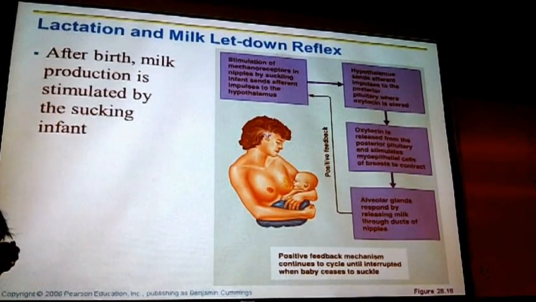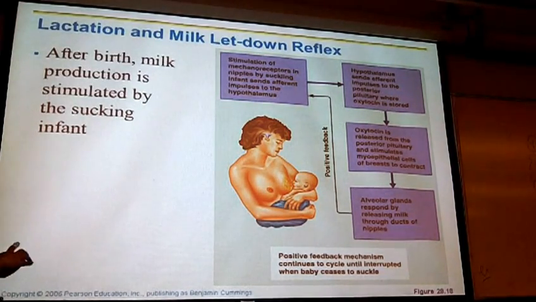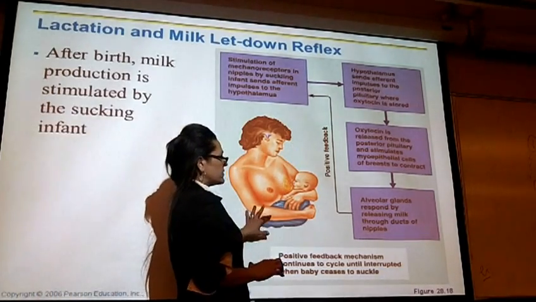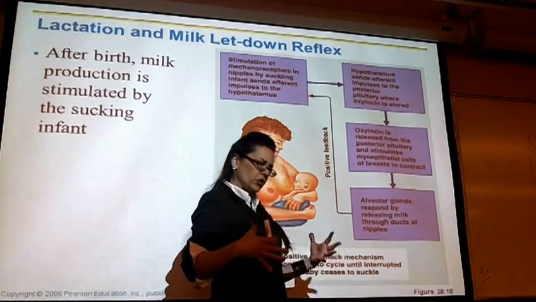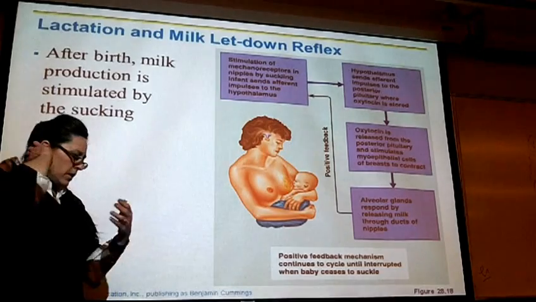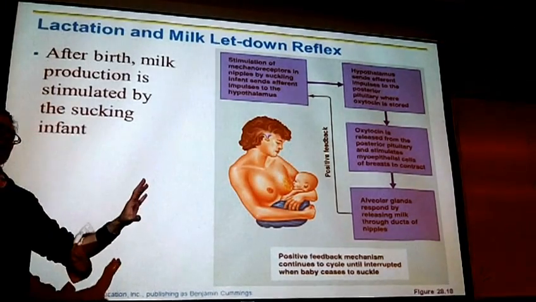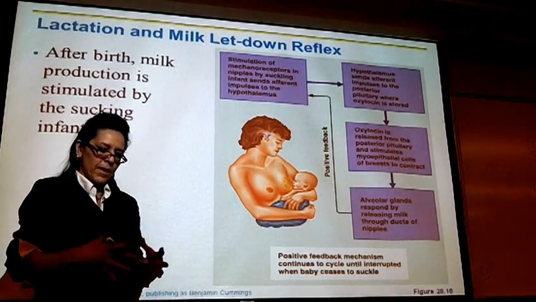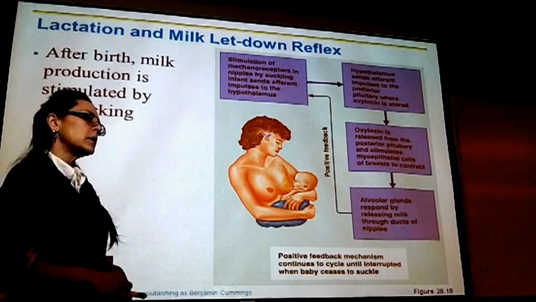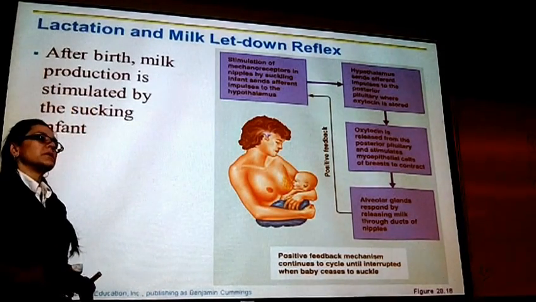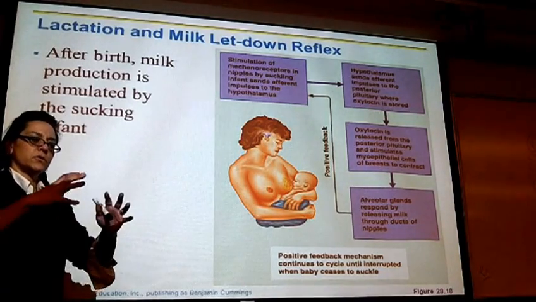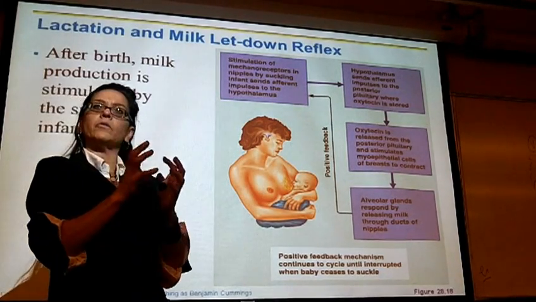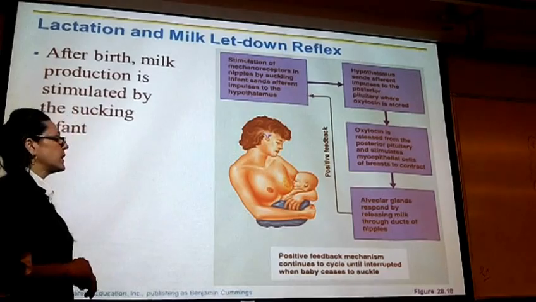Milk ejection is oxytocin. So after birth, if mom is going to breastfeed, think about the uterus is huge during this pregnancy. The fetus comes out, the placenta comes out. The uterus is still kind of big. It takes a while for it to get back to its regular size. And usually what you do is some massaging techniques, and that helps get the uterus back to its normal size.